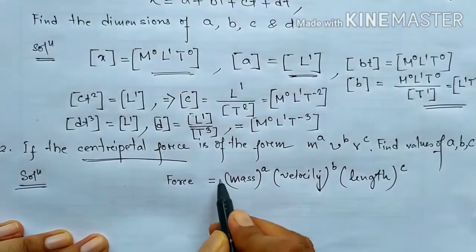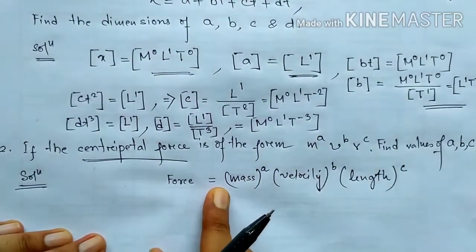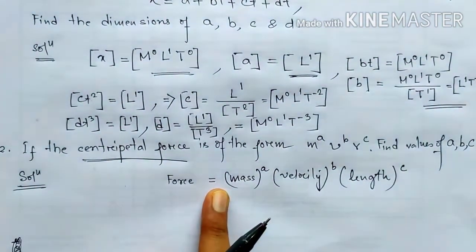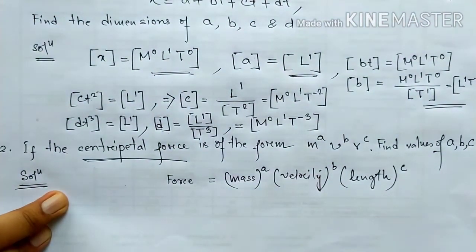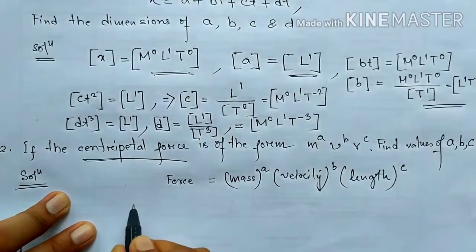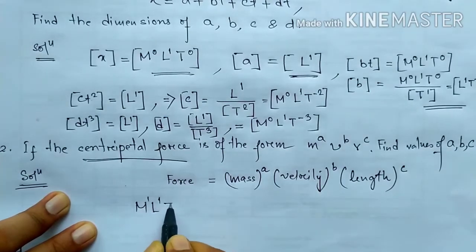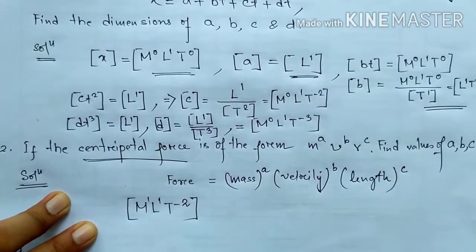This is basically, dimensionally, the form of my equation. I can even add a dimensional constant, a proportionality constant, not a matter, because constant quantities have no dimension, so it will not hamper my dimensional analysis. So now again we are applying the principle of homogeneity. Now what is the dimension of force? Dimension of force is M L to the power 1, T to the power minus 2.